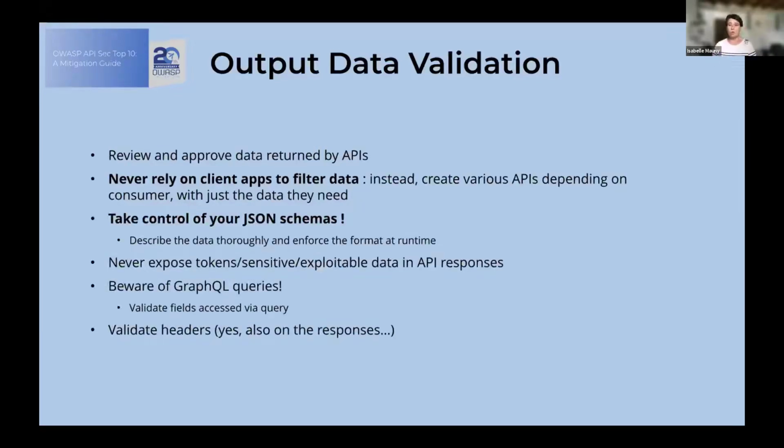But we really must not do any filtering, especially if data is sensitive or anything, on the client. That needs to happen server side. We need to offer endpoints with the data that people need from the server side, not from the client side, right? So I mean, you need to take control over your data, JSON, XML, whatever it is, right? So that you really control what you're going to show to who, depending on who they are, etc., right? And of course, nothing sensitive, no tokens, nothing like that.